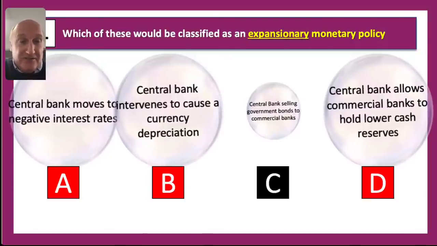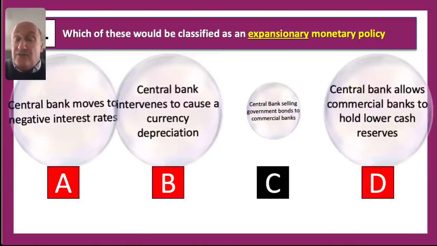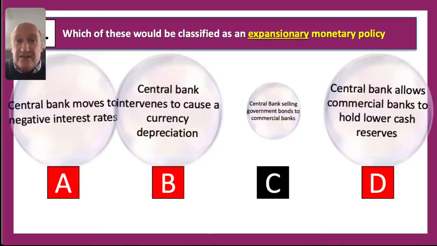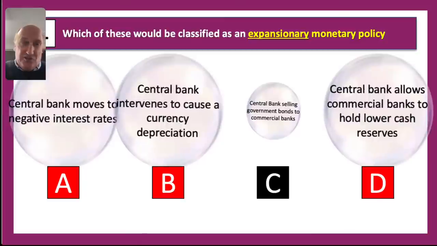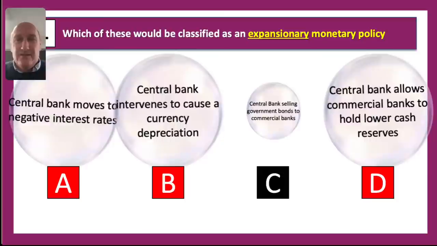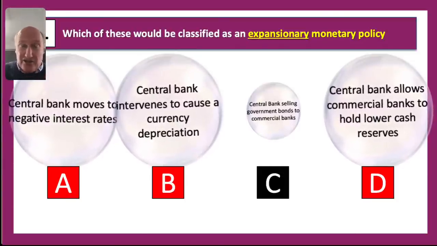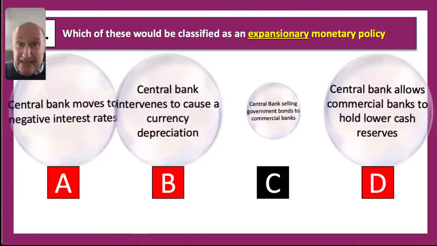Central bank cutting interest rates. That's clearly expansionary. Intervening to cause a currency depreciation in a managed floating system. That's expansionary monetary policy. And the one on the right there, allowing commercial banks to hold less cash. So if I put money in a bank, let's say I put £1,000 in the bank, it will hold some back in cash just as a kind of insurance, a bit of precaution. If the Bank of England says you don't have to hold much in cash, or less, that means the bank can lend out the vast majority. In fact, during the first year of the pandemic, the Bank of England cut the cash to deposits ratio, I think basically to zero for banks, so that banks could continue lending out to people.